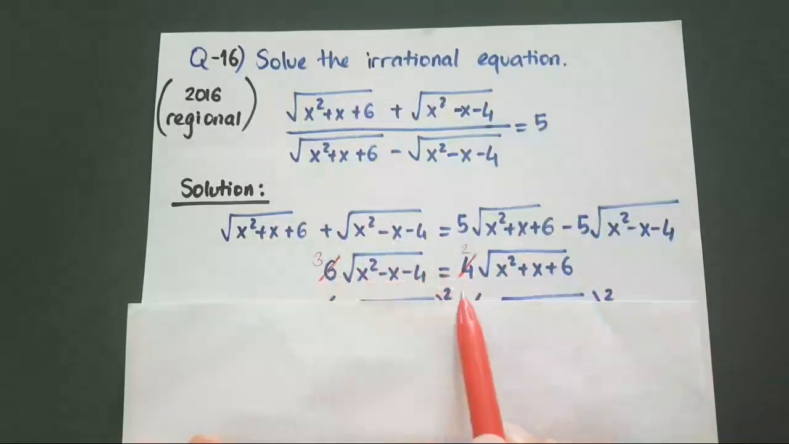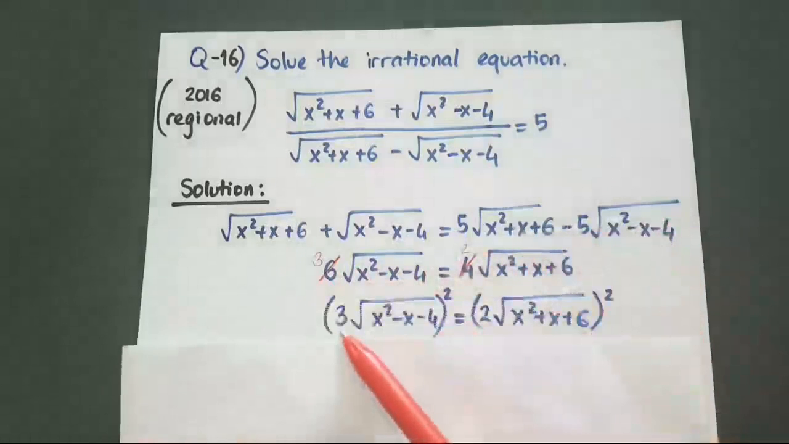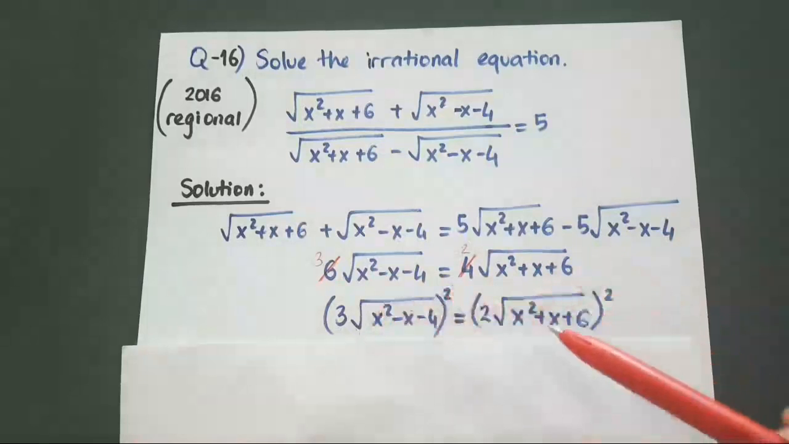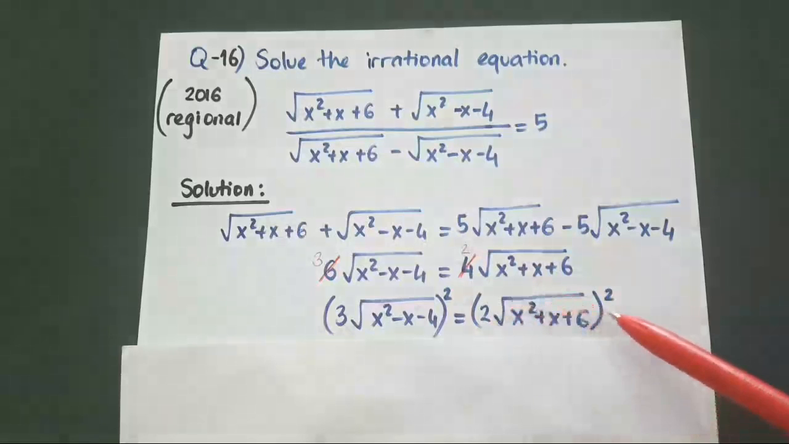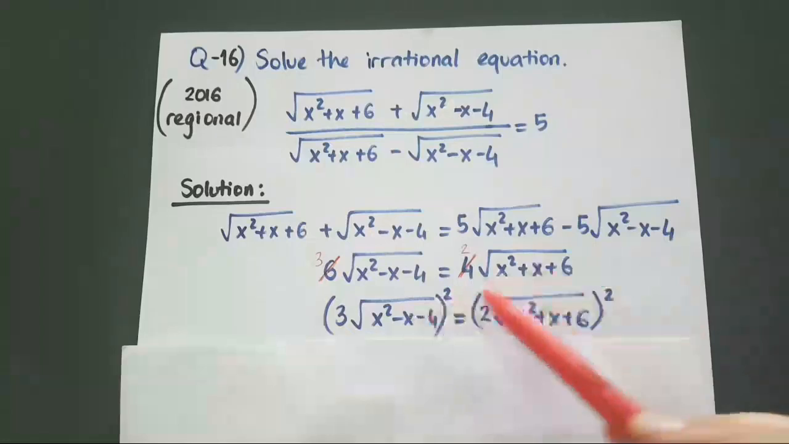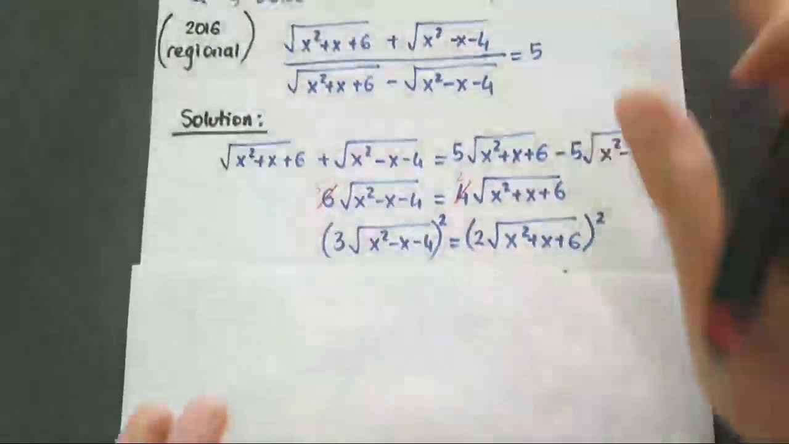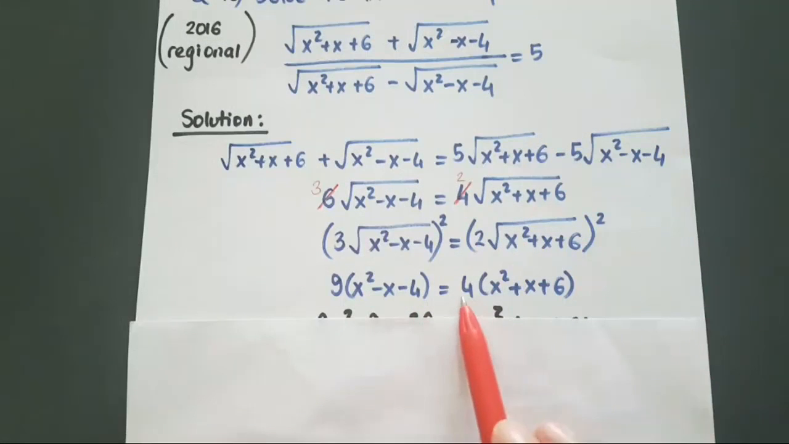So we can simplify 6 and 4 both by 2. We will get 3 times the square root of x squared minus x minus 4 equals 2 times the square root of x squared plus x plus 6. After that, we square both sides of the equation. If we square both sides, we will get 9 times (x squared minus x minus 4) and 4 times (x squared plus x plus 6).